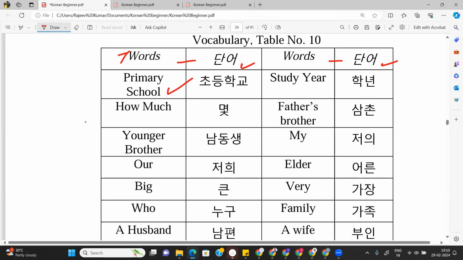Cho dung han nyo. Here will be the cross sound one. Cho dun ha kyo. Cho dun ha kyo. How much? Myot. Elder brother. Nam dong se. Nam dong se.